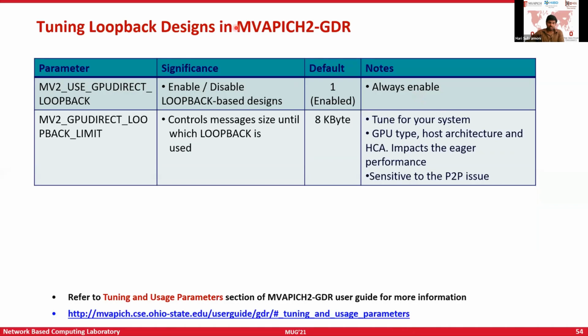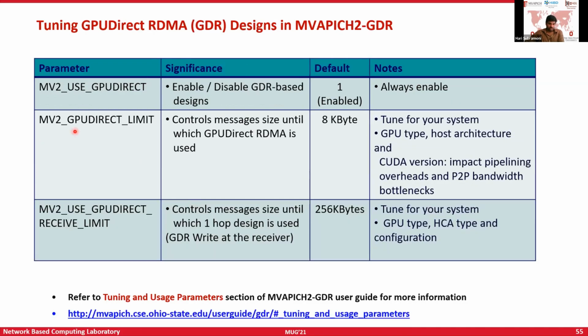Similarly, we have designs for tuning loopback. There are different ways in which we can transfer data from a GPU to a remote GPU: either using GDRCOPY or GPUDirect RDMA, or using a loopback-based transfer, or using cudaMemcpy or cudaMemcpyAsync. There are a bunch of different ways, and we have explored all of these in a systematic fashion, published papers on these, and then made them available as robust code for end users. And there are different environment variables like the GPUDirect limit on the sender side and on the receiver side that you can tune to get the best performance.